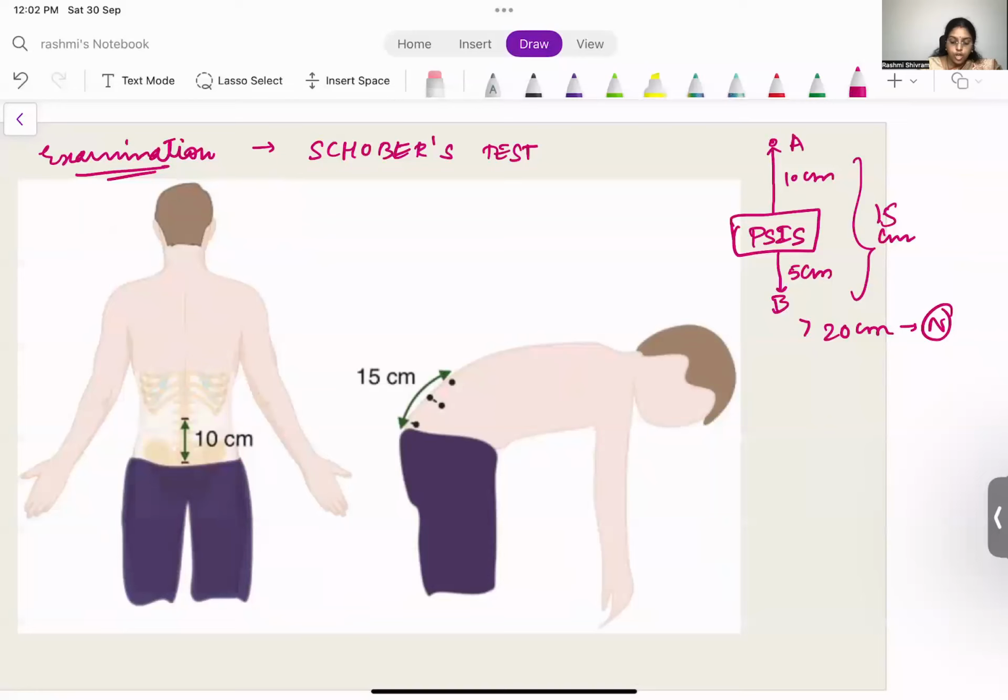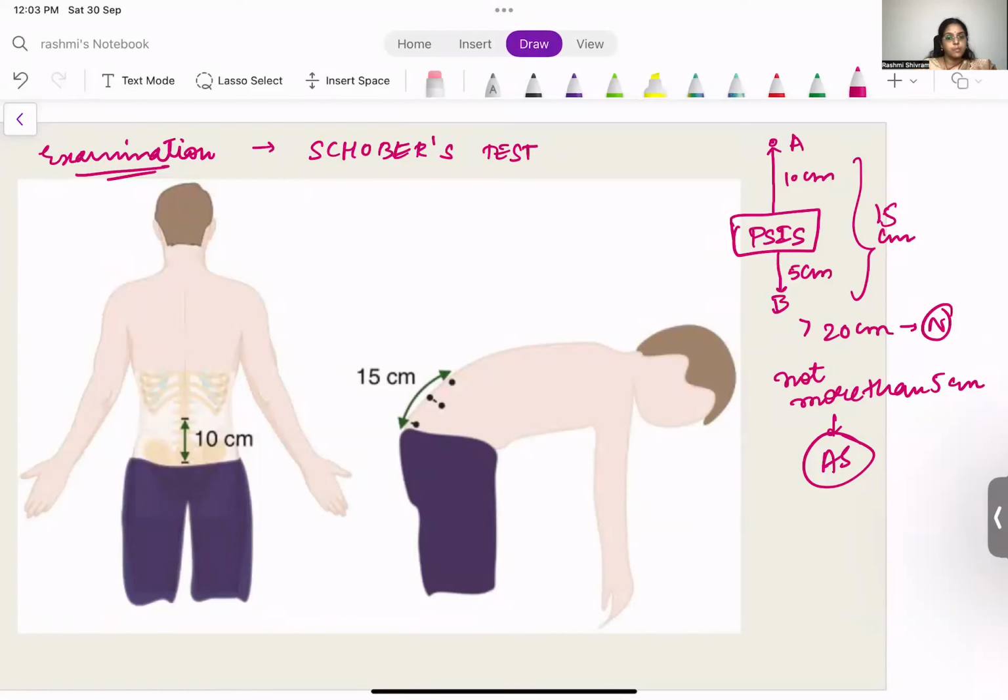If the increase is less than 5 centimeters, that is, if the measurement is less than 20 centimeters, like 17 or 18 centimeters, around 16 to 20, that means the patient is having ankylosing spondylitis. The difference should be less than 5 centimeters.